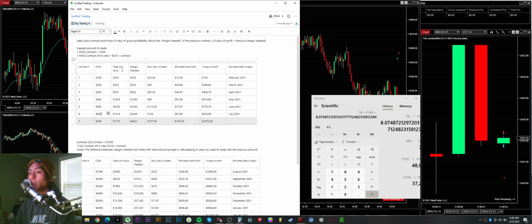But we have a trade with value. So this is the number that gets calculated. This is not just something I randomly typed. This is actually calculated, and I'll show you how we got that number. So margin needed is 255, and I'm sorry, margin needed is the one that gets calculated. Trade with value is a little bit more simple, and I'll explain these two in just a second.